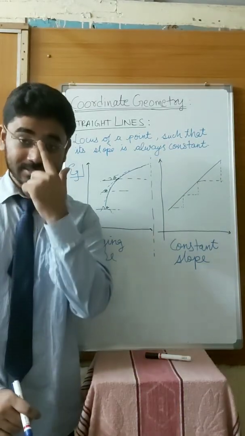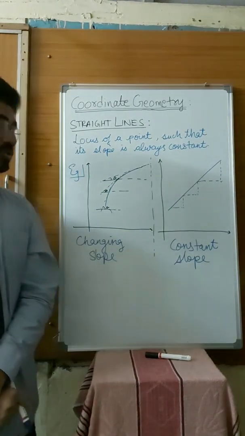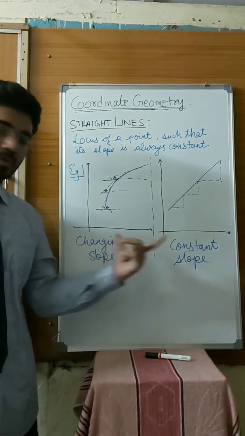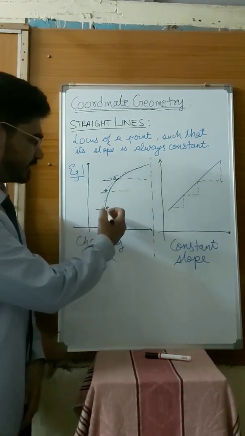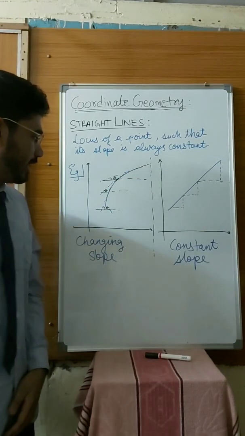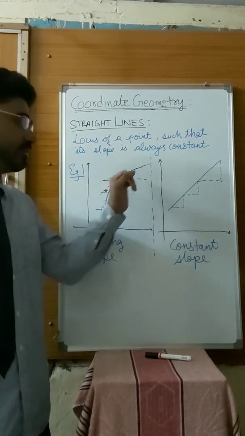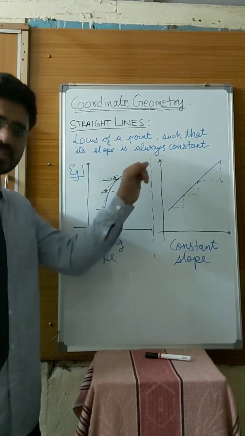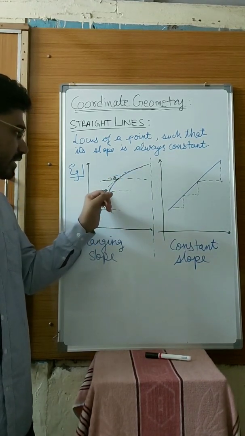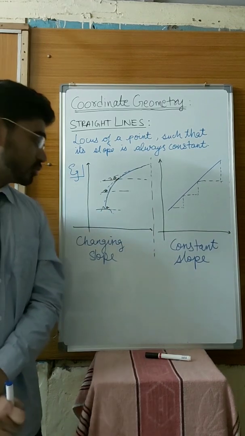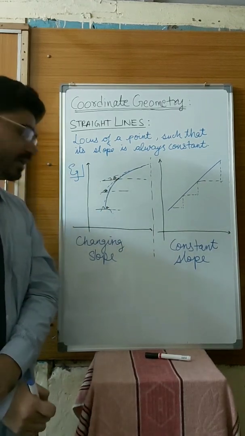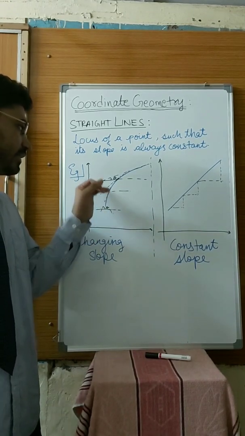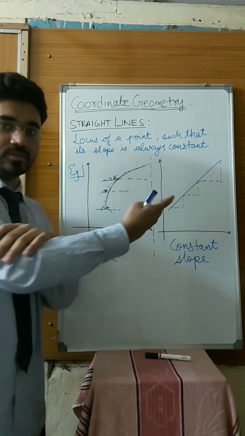So after all this discussion, let's see what a straight line is. A straight line can be defined as the locus of a point such that its slope is always constant. So I've taken 2 examples here. In the first example, I have drawn a curve with a blue ink, and I've drawn tangents at 3 different points. At this point, at this point, and at this point, and I can see that the inclination of these tangents are different. This theta is different than this theta, and this theta is different than this theta. And the slope is, as we had defined earlier, tan of theta. So this tan theta is different than this tan theta is different than this tan theta. That means that the slope is changing for this curve.